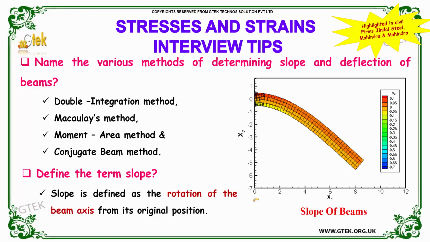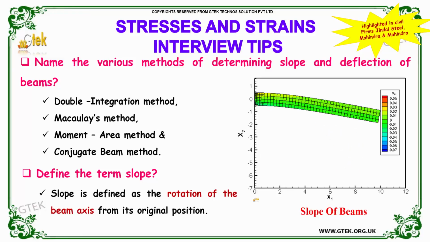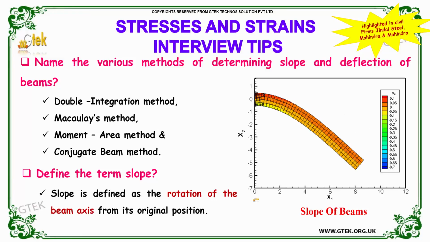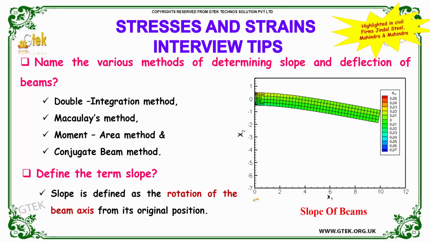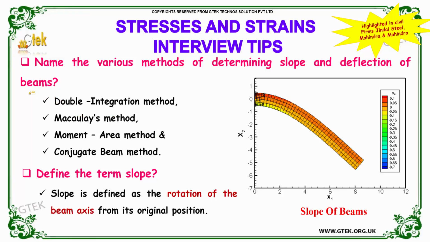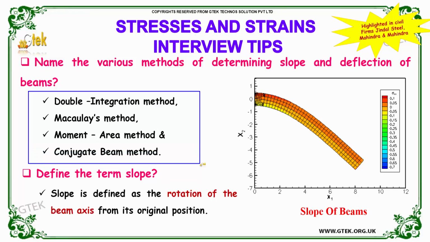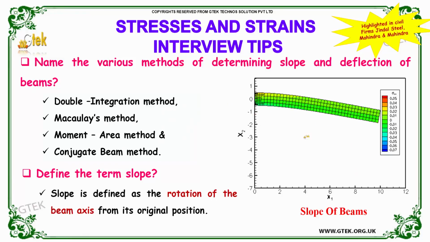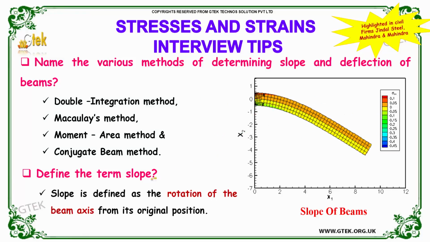Our next question is, name the various methods of determining slope and deflection of beams. The various methods include double integration method, Macaulay's method, moment area method, and conjugate beam method. So these are the various methods of determining your slope and deflection of a beam.